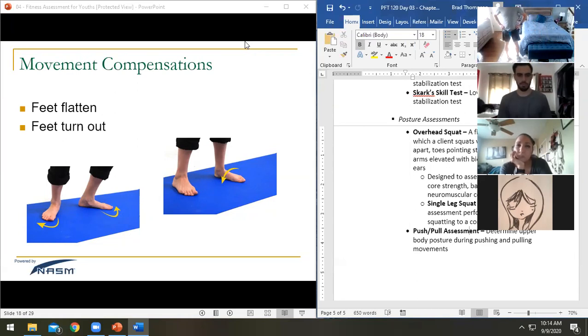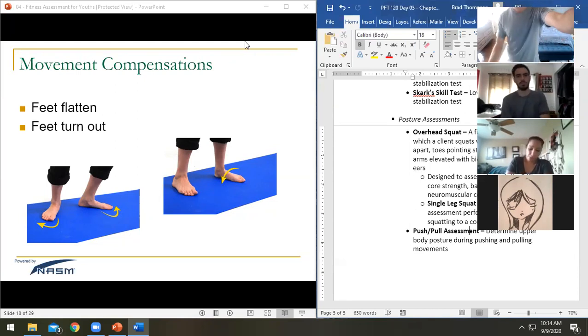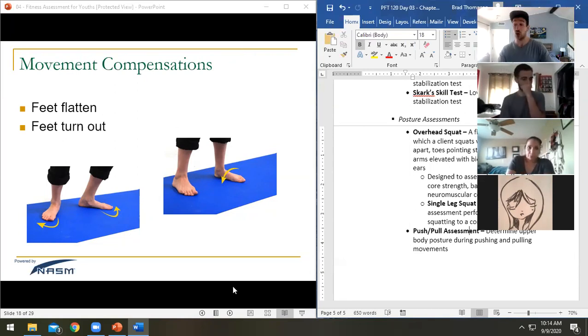You can actually see this if I go like this and I flatten my feet down. Do you guys see how my thighs move? Right? And it's not just that they are moving straight in like this, they're rotating, right? So the internal rotator muscles are overactive.